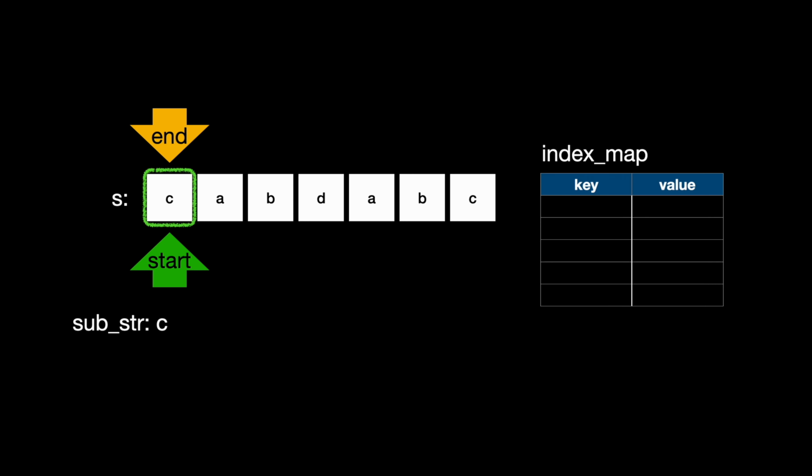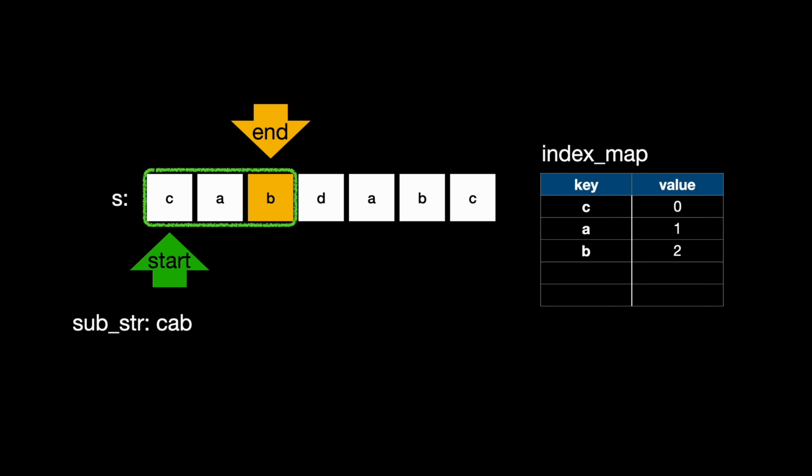As we iterate through the string, we'll use this map to store the index of each character we encounter. We'll start with both start and end at 0. Then we'll move end 1 character at a time to the right, expanding our window. If the character at the end of the window hasn't appeared before in the current window, we're good. We can safely include it in our substring.